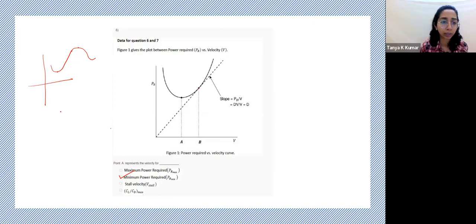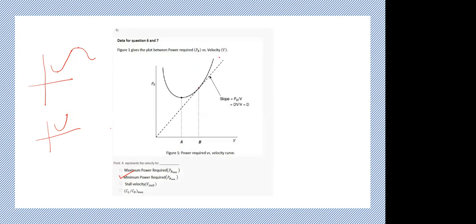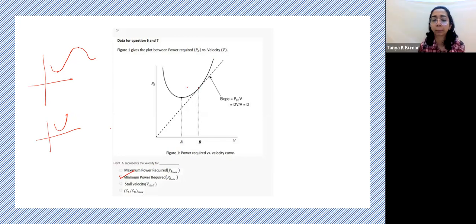And if there were no maxima, if it's a graph like the one given in our figure, the maximum point would just be the extreme point, right? That cannot be the maximum power required. What will it be? So point B cannot be.